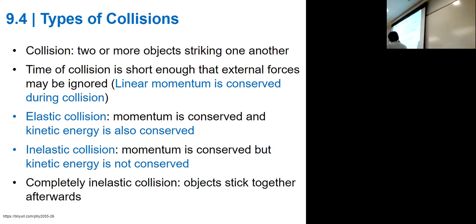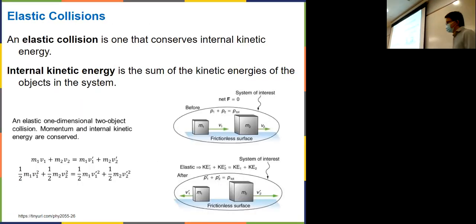For inelastic collisions, there's a special case called a completely inelastic collision. That is when two objects collide and, after the collision, they stick together. When that happens, you have the maximum loss in kinetic energy. That's why it's called a completely inelastic collision. So those are some terminologies and a couple of different types of collisions. We'll take a look at examples of an elastic collision and also an inelastic collision here.